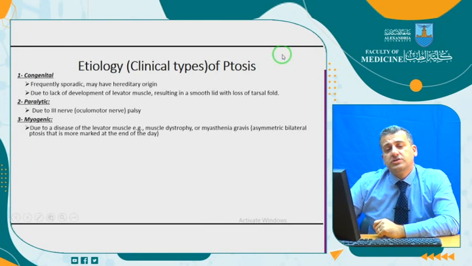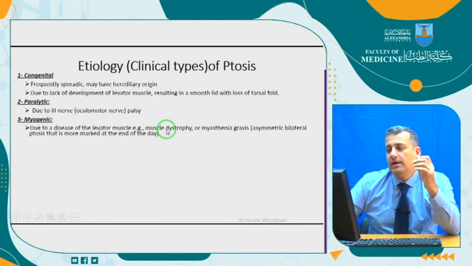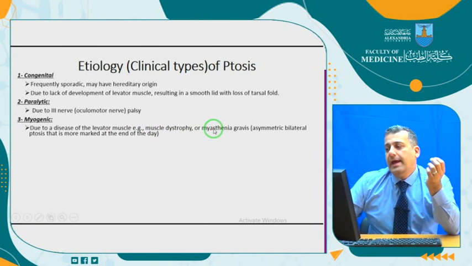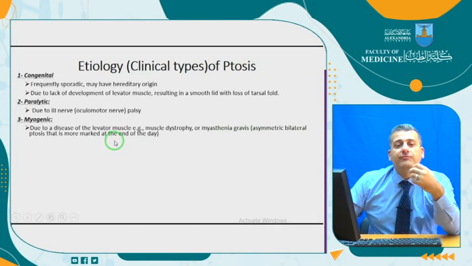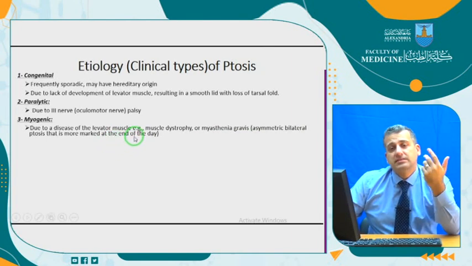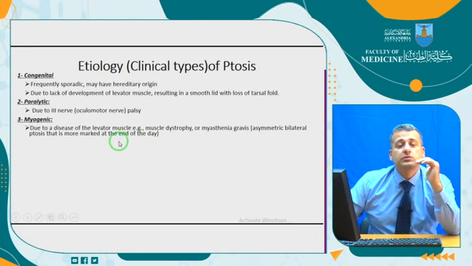The myogenic cause of ptosis is due to disease of the levator muscle. Example, muscle dystrophy, affection or muscle weakness. There are certain diseases causing muscle weakness itself, such as myasthenia gravis, and it is characterized by asymmetrical bilateral ptosis. It is more marked at the end of the day, after the patient is tired from opening and closing his eyes. So he wakes up in the morning quite well with no ptosis, but after being tired, ptosis will appear at the end of the day.